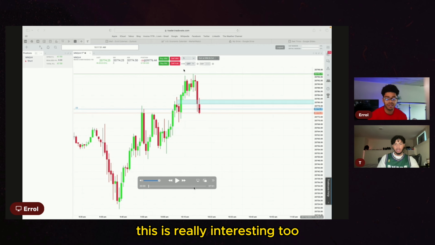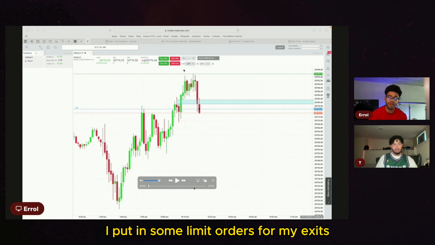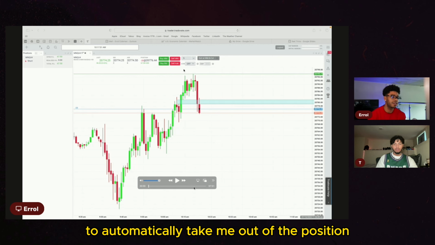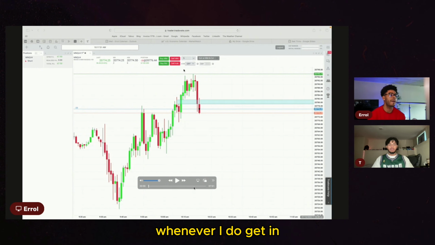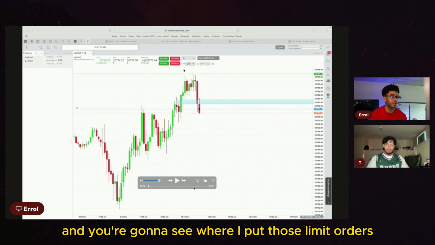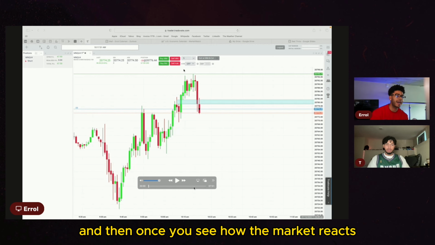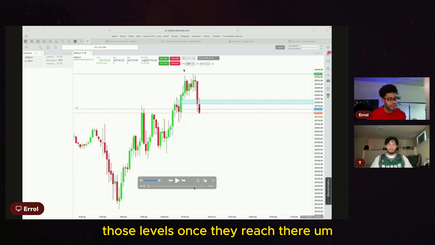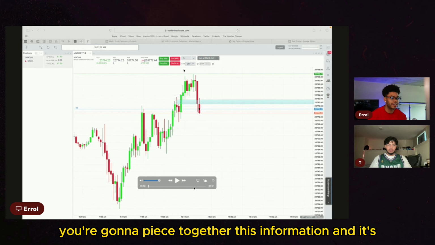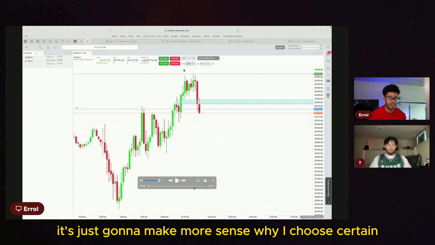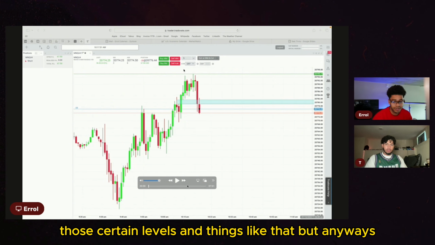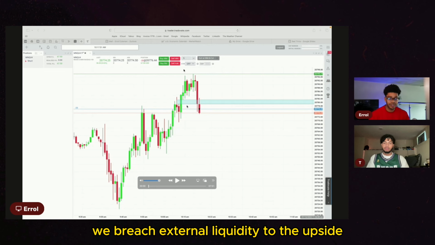Gotcha. This is really interesting too, because as this plays out, you're going to see that I put in some limit orders for my exits to automatically take me out of the position whenever I do get in. You're going to see where I put those limit orders, and I think this is going to start making more sense. Once you see how the market reacts to those levels, you're going to piece this information together, and it's going to make more sense why I choose those certain levels and things like that.